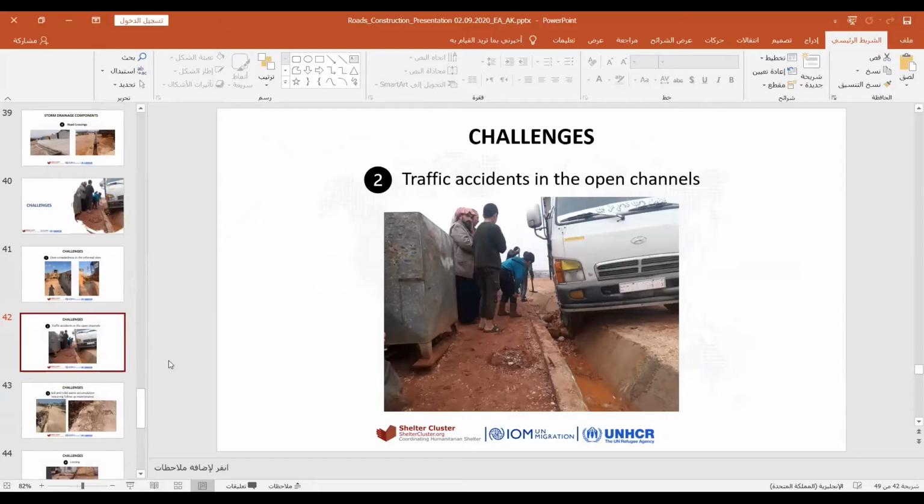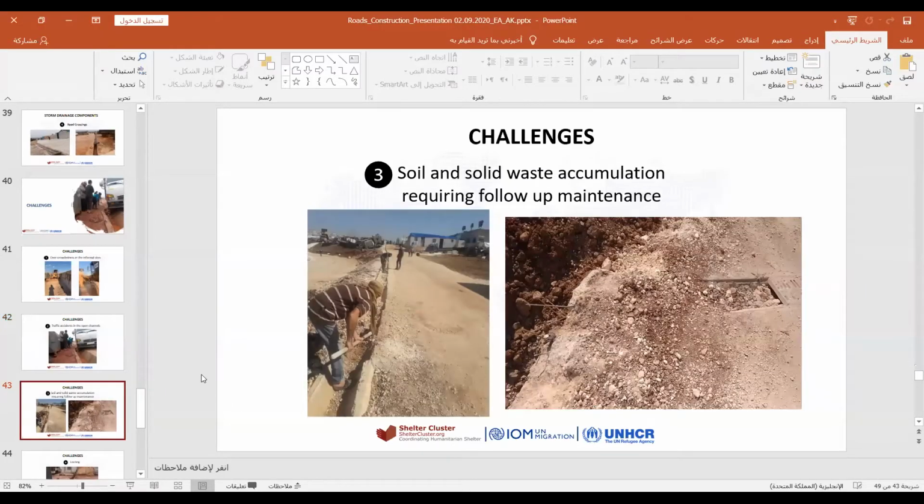And one more challenge that we face is the traffic accidents, as you can see in this picture. Traffic accidents in the open channels. So we have to take these issues into consideration when we have a narrow road. So we can close the channel in this place, where vehicles are passing, and we can make them closed and covered in a way that can mediate the percentage of accidents and minimize the accidents.